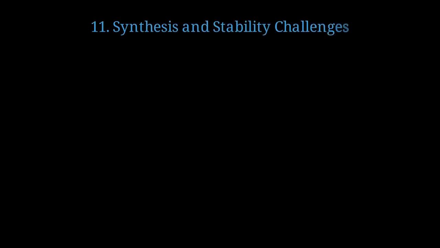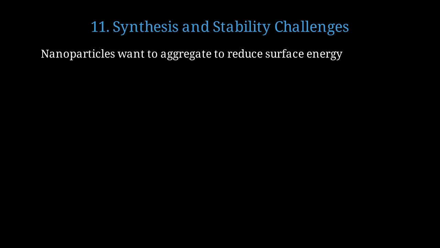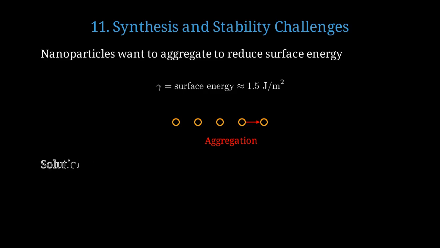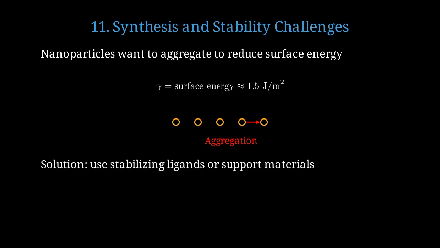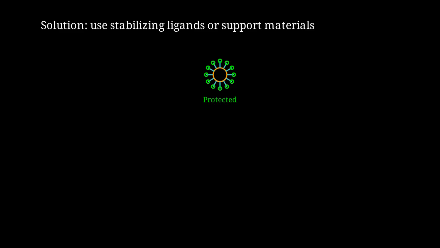Creating stable gold nanoparticles with the right size is challenging. Because surface atoms have higher energy, nanoparticles naturally want to stick together and form larger, less reactive particles. Gold has a surface energy of about 1.5 joules per square meter, driving this aggregation tendency. Without stabilization, gold nanoparticles quickly aggregate, losing their enhanced reactivity. Scientists solve this by coating nanoparticles with stabilizing molecules or depositing them on porous support materials. Protective ligands create a stabilizing shell around each nanoparticle, preventing aggregation while maintaining access for catalytic reactions.